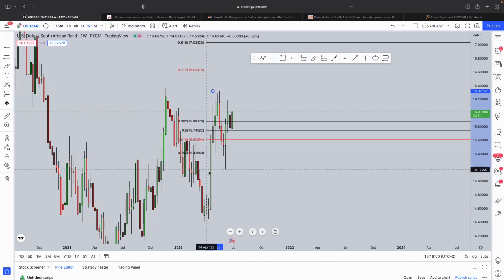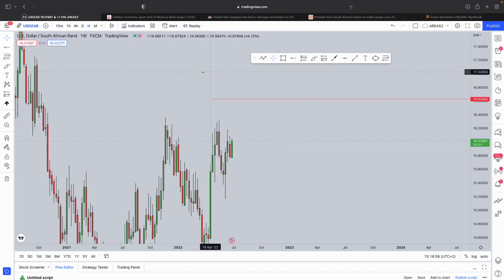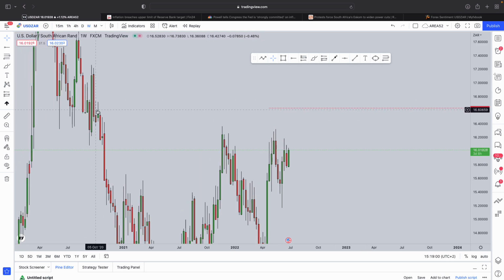Now if you want to measure the next impulse, all you do is take your Fibonacci from the low to the high of the correction, and you can see we've got the minus 27 lining up perfectly with this level, with the structure that the market had created over here.